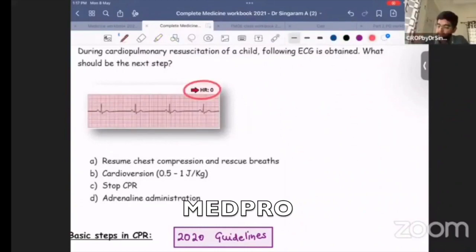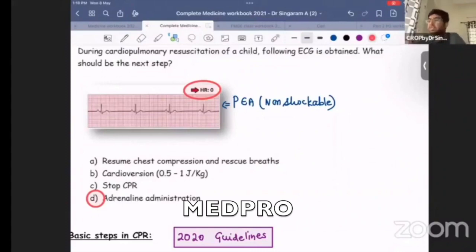So what do we call this? This is what we call PEA, a situation of pulseless electrical activity. It's a non-shockable rhythm. So what will be your next step? Just now I told you for all non-shockable rhythms, you have to give adrenaline or epinephrine and then only continue CPR. The previous teaching was chest compression only, but now it is adrenaline administration and then only chest compression. Are you able to understand this? So this is the discussion of CPR in children. Sorry, not only in children, even in adults it is the same thing. That's what I want you to remember.